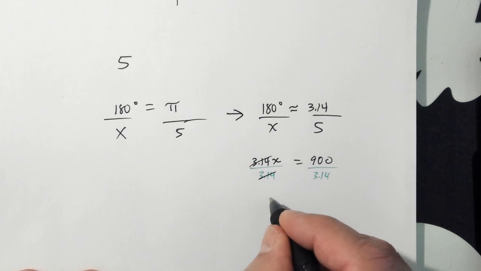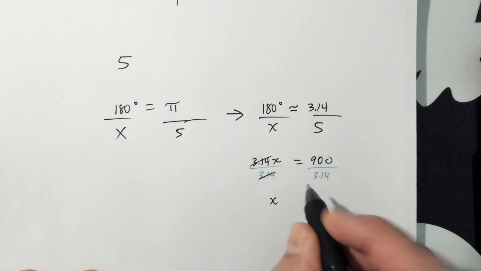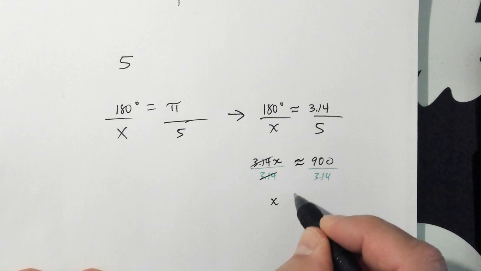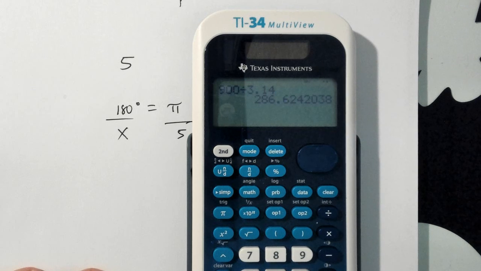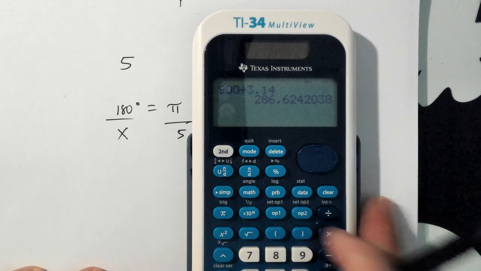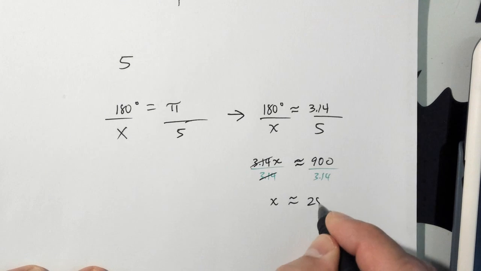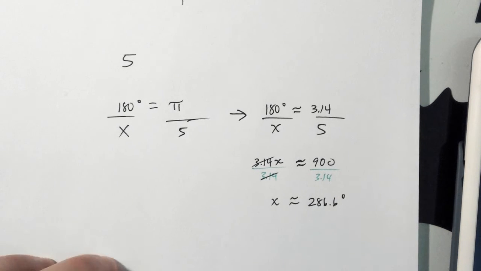900 divided by 3.14. 900 divided by 3.14. 286.6 degrees.